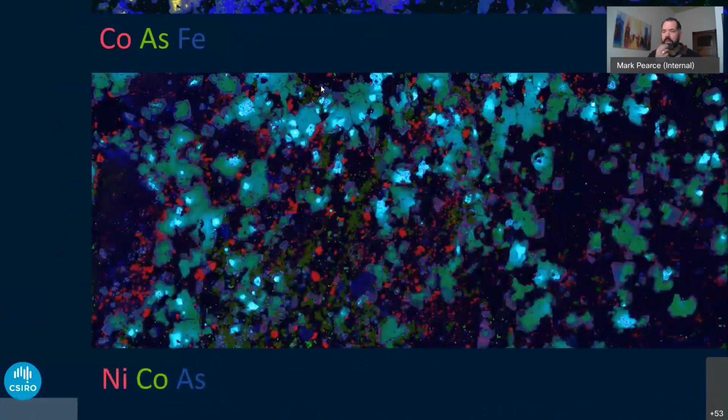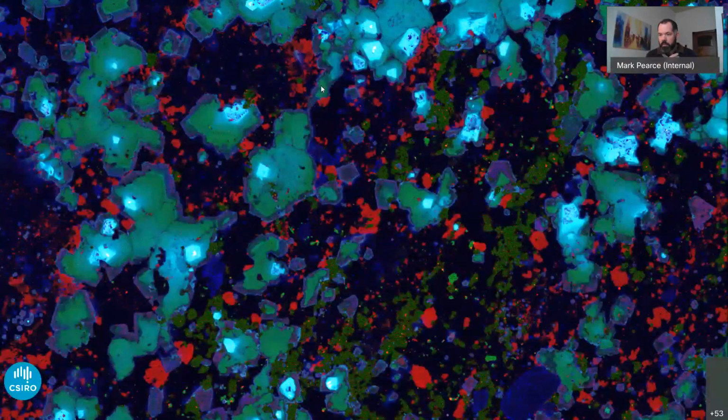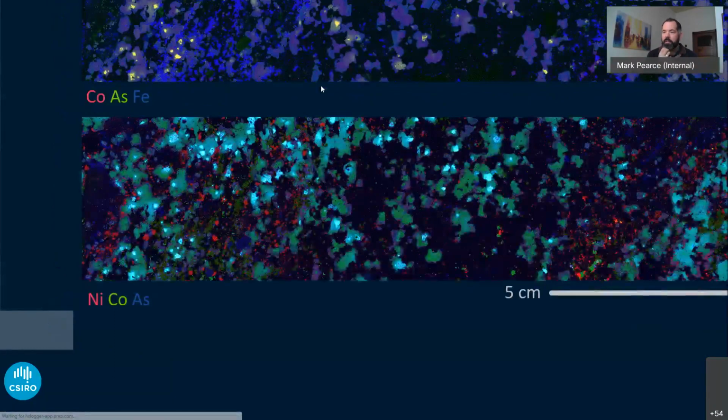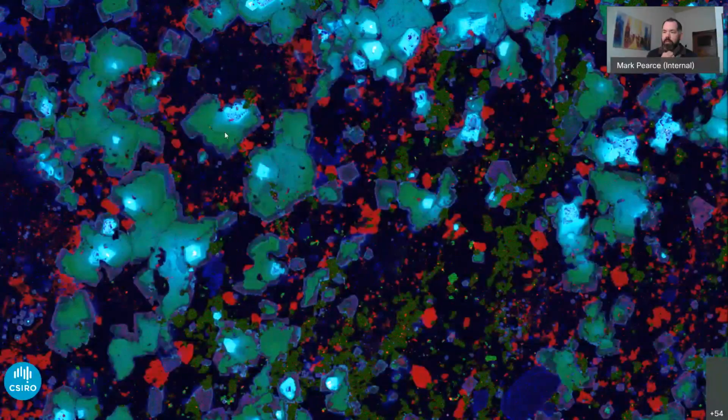Just finally, if we look at the same image, but now looking at nickel in red and cobalt in green. Again, we can see the cobalt-rich parts that make up a large amount of the pyrite, but we can also see that the overgrowth that follows the dissolution of these early formed pyrites is actually nickel bearing. And we have a nickel bearing phase in the matrix as well, which is probably a chlorite.